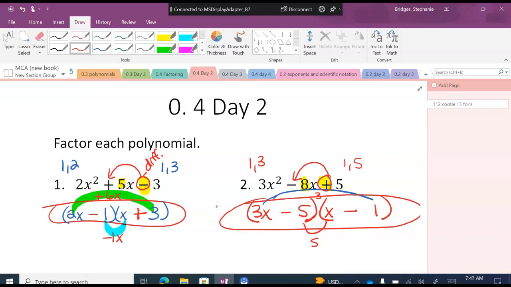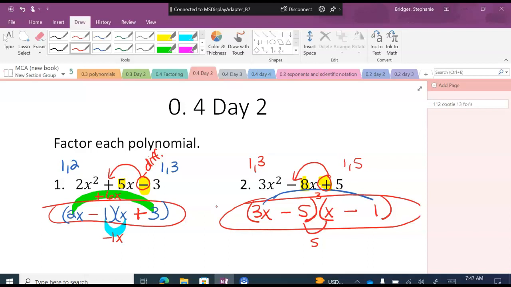The only bad thing about the cloud method is if it has a GCF and you go straight into doing the cloud method without pulling that GCF out, the cloud method is going to cancel out your GCF. So it's going to make you miss. That's where you just have to be very careful with that.